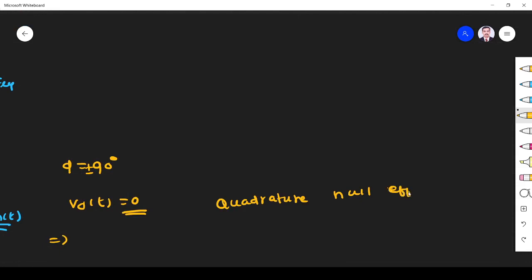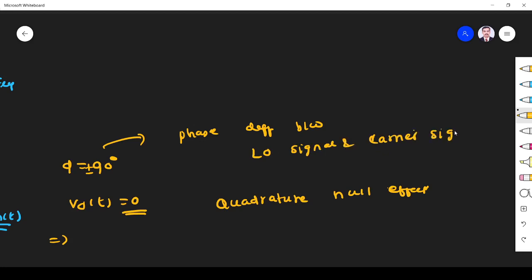We know phi is the phase difference between the local oscillator generated carrier, the LO signal, and the original carrier signal. In the local oscillator we generate a carrier, and the carrier signal is the original carrier. So there may be some minor phase difference. That phase difference is phi. So when phi is 90 degrees, the demodulator output is 0. That is called the quadrature null effect.